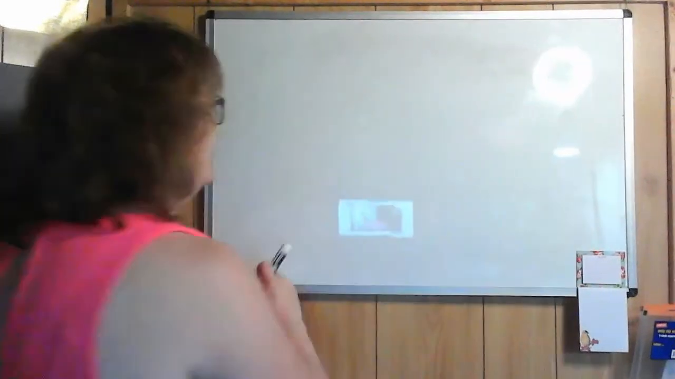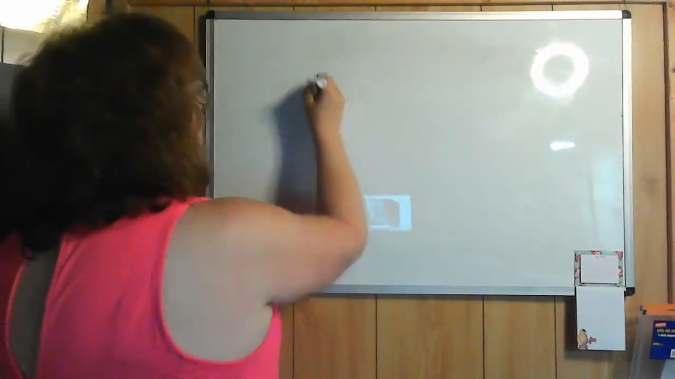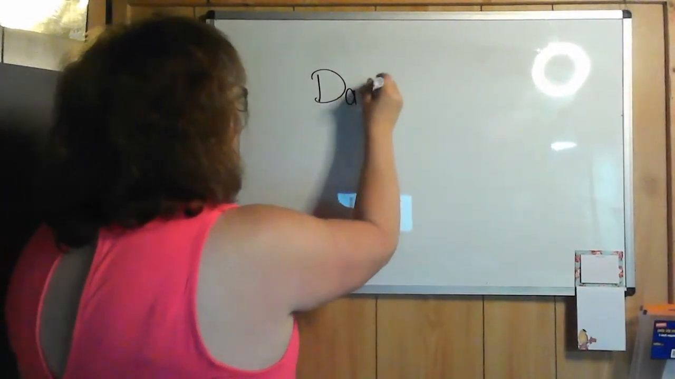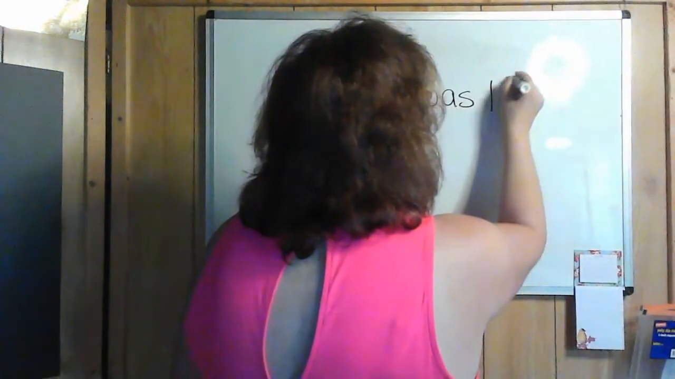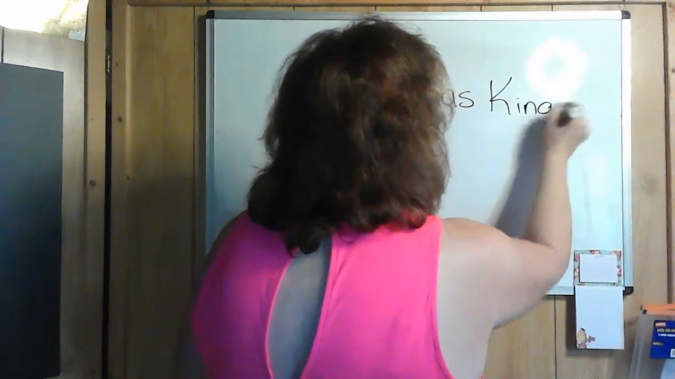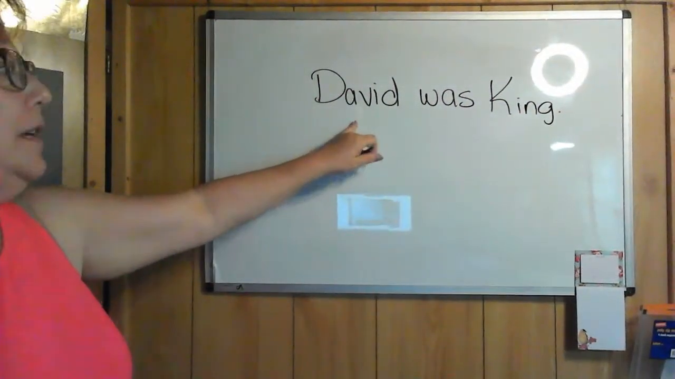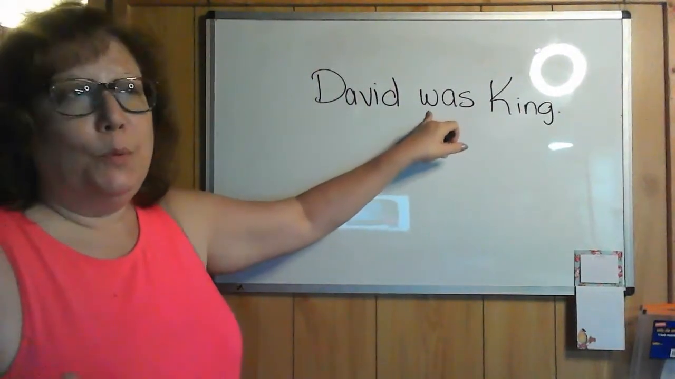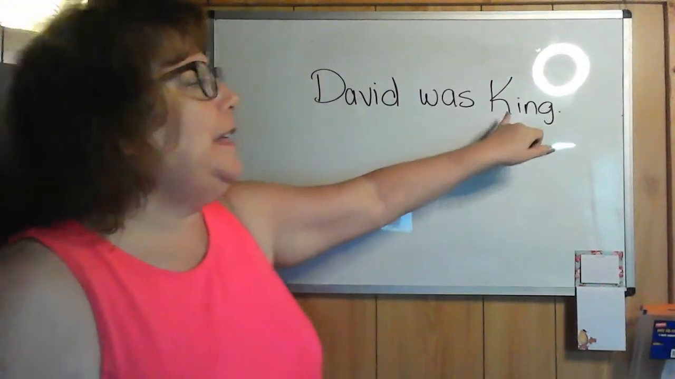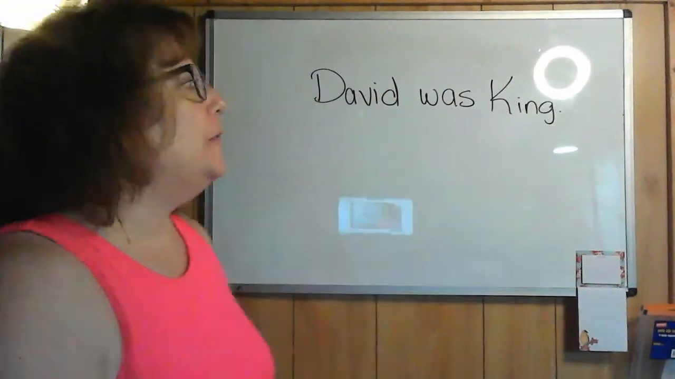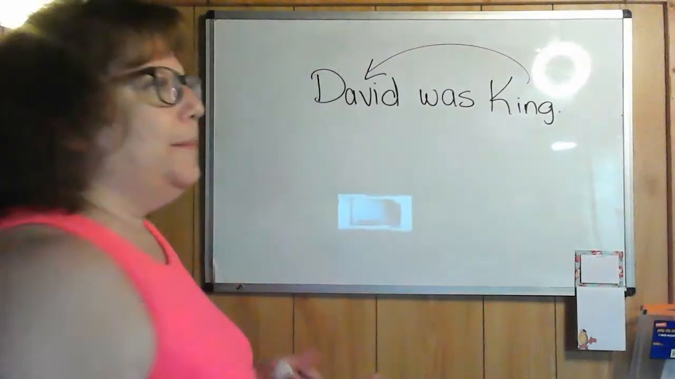All right. Here's one. David was king. Just going to keep it simple. Here's our subject. Here's that linking verb, or if you want to be like me and call it the boring verb. And then here's the noun that comes after that renames David. So he was king. It's renaming him.